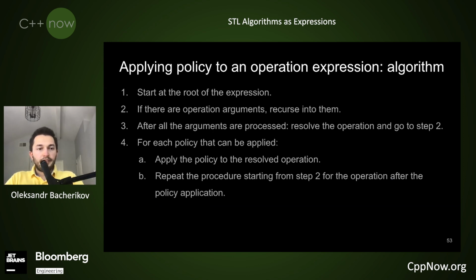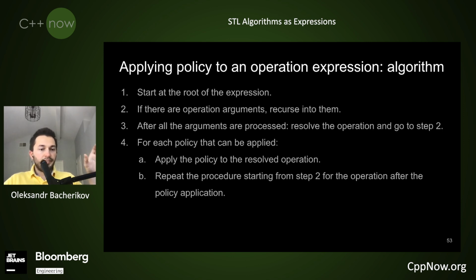So to formalize this algorithm, we start at the root of the expression. And if there are operation arguments, we have to process them first, so we recurse into them. And after these arguments are processed, we resolve the operation. And if it changes, after that, we go back to step 2.